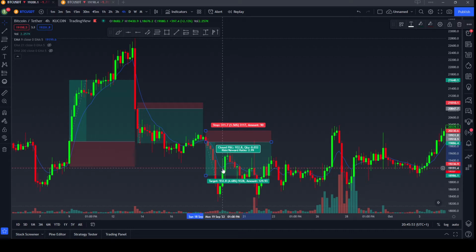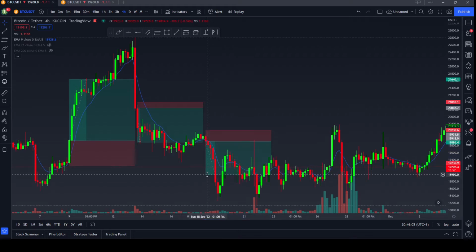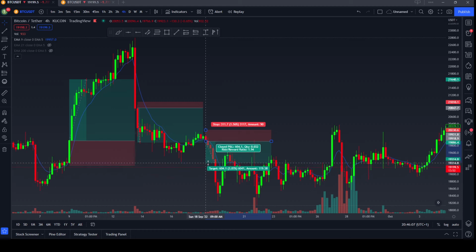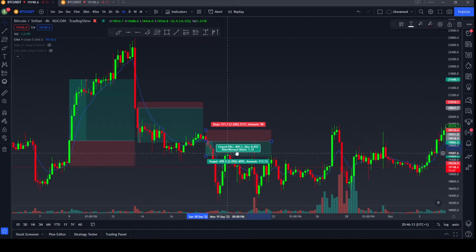You could theoretically look at the wick, but wicks are sometimes not perfect. So realistically, you want to wait for the body close to go above your EMA. So that would have been here. Still a 409 point move. Not bad.